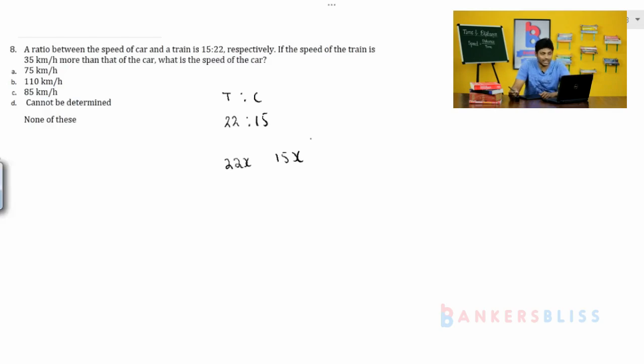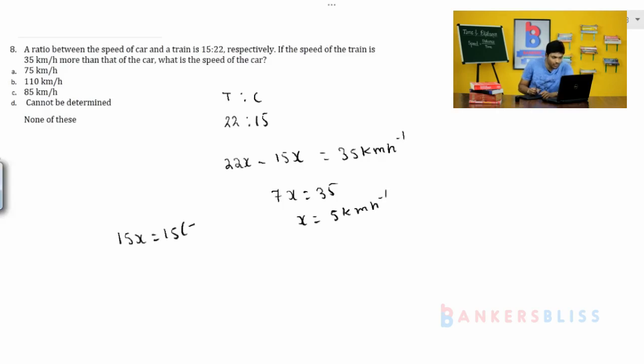If you compare the speed of train, the speed of train is 35 km per hour more than car, means the difference between the speeds of car and train is 35 km per hour. So, 22 minus 15, that is 7x is equal to 35, therefore, x is equal to 5 km per hour. They have asked us to calculate the speed of car. So, speed of car is equal to 15x, that is 15 into 5, that is equal to 75 km per hour. Option A is the right answer.